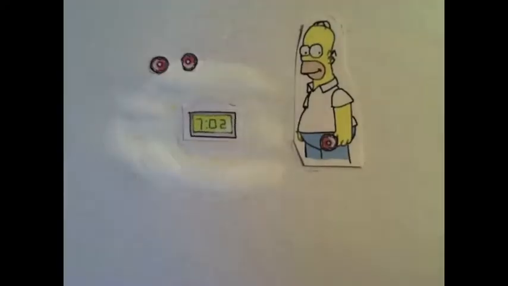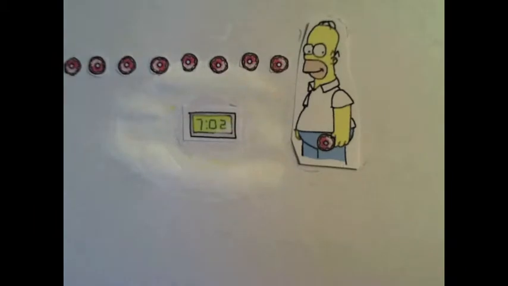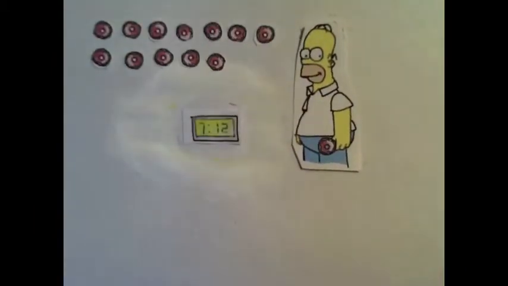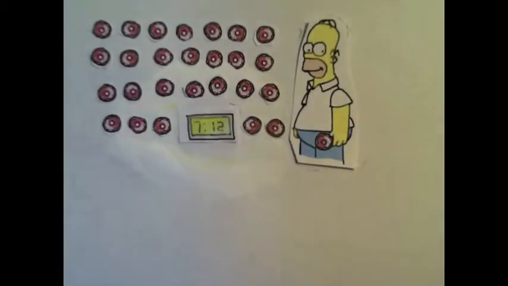Homer Simpson bought himself a donut maker. Homer begins eating donuts at 7 o'clock a.m. At 7:02, Homer has eaten 8 donuts, and at 7:12, Homer has eaten 26 donuts. We need to write an equation for Homer's donut eating patterns.